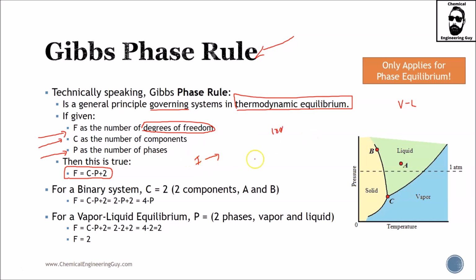So let's talk about the equilibrium of water and steam. Number of components, well, probably you know that this is one component, even though it's water and steam, the chemical component is the same. And the number of phases will be 2. So what will be our degrees of freedom? It's components 1 minus 2 plus 2. And we get 1. So what's this?